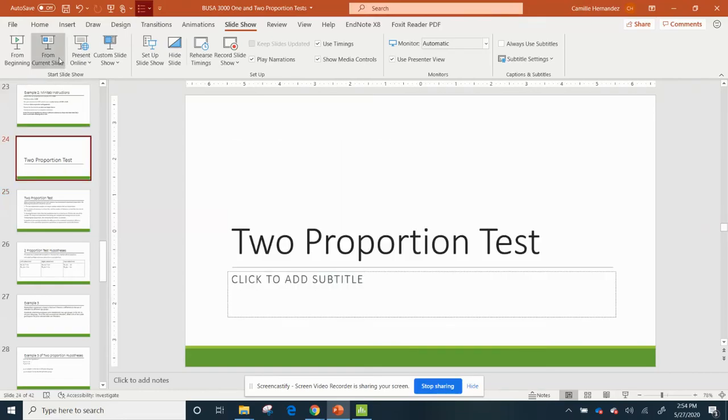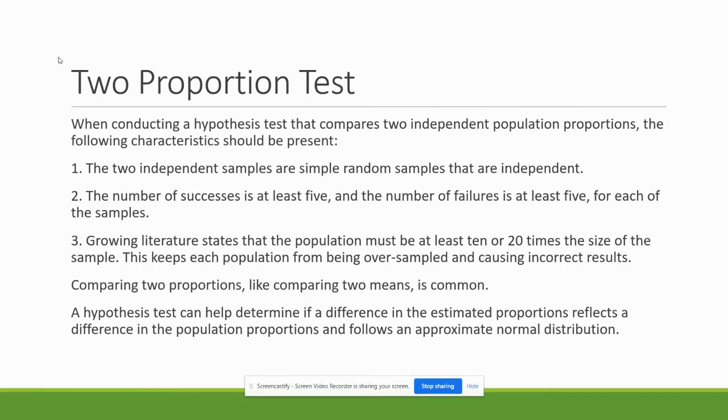So now let's talk about two proportion test. When conducting a hypothesis test that compares two independent population proportions, the following characteristics should be present. You've got two independent samples that are simple random samples that are independent of each other. Again, that means they don't depend on each other.